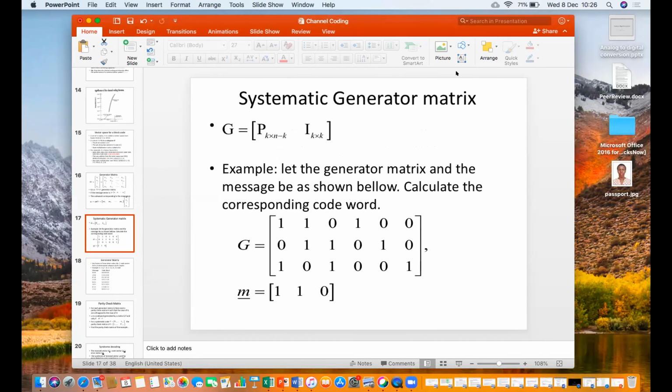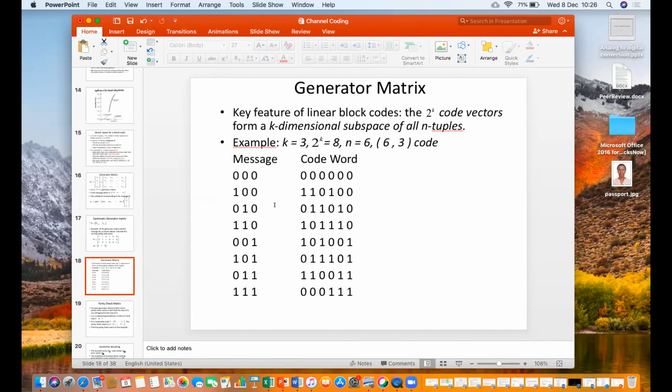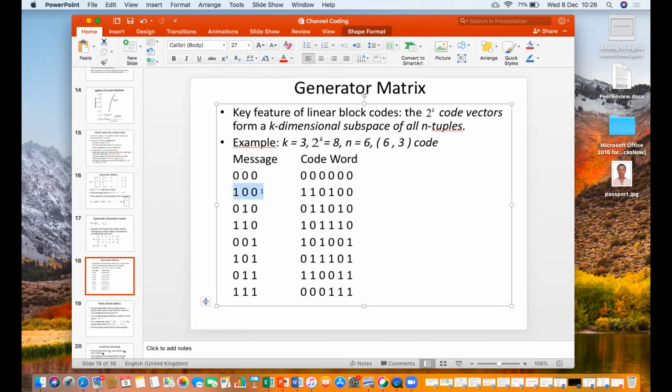Remember what I told you? That this type of generator is called a systematic generator matrix. In other words, what does that mean? It means that the information you are taking, you are just going to output the information plus the parity bits. And if you look at this, you are taking the information and appending the parity bits. This is just unique to systematic encoders. Okay. For instance, if you look at this, you are taking 100 and appending 110.